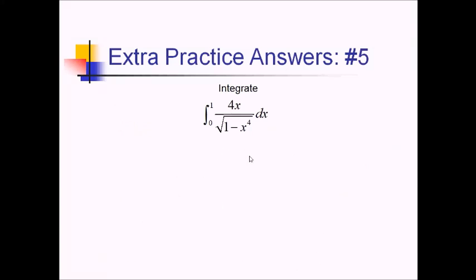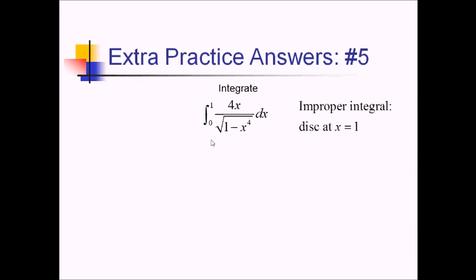For this problem, I want the integral from 0 to 1 of this craziness here. Now, on this one, at some point you're going to have to use some substitution, but before you do that, note that 1 makes this thing undefined. We have a discontinuity at 1 because 1 minus 1 to the 4th is 0 down here.